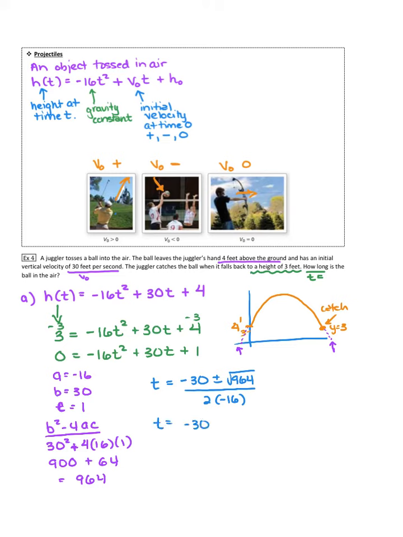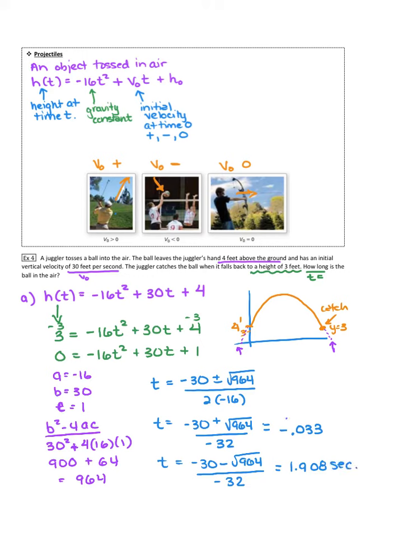So we have negative 30 plus square root of 964. You'd want to enter that, hit enter at the end of that, and then divide it by negative 32, because that's going to give you negative 0.033. And then we take the lower row, t also equals negative 30 minus square root of 964. Enter that in your calculator, hit enter, then divide by negative 32, and that is going to give you 1.908 seconds. So there are the 2 answers we have to choose from.